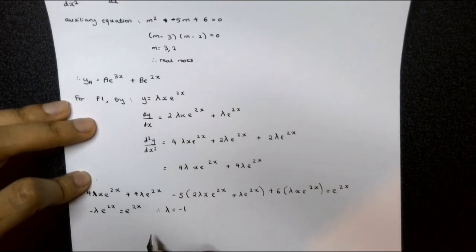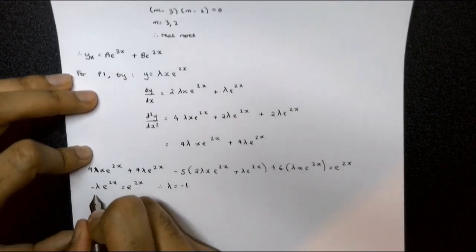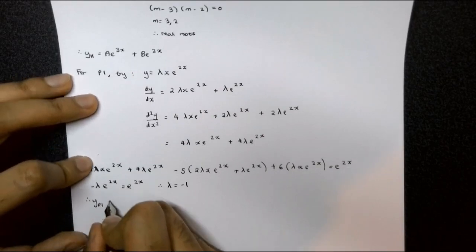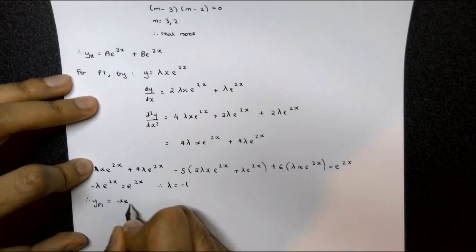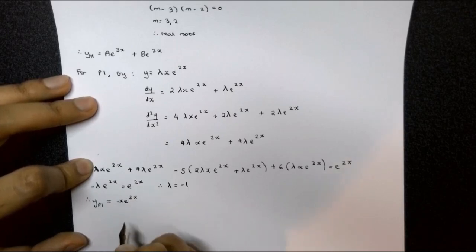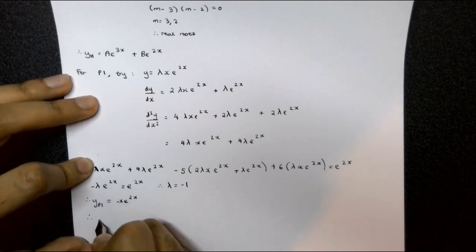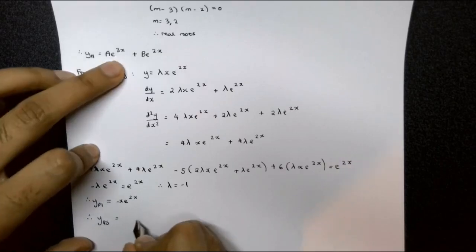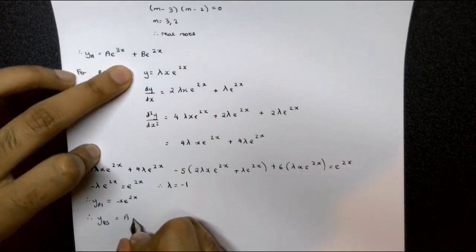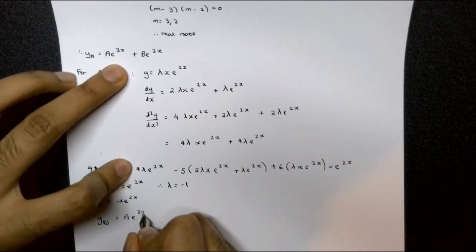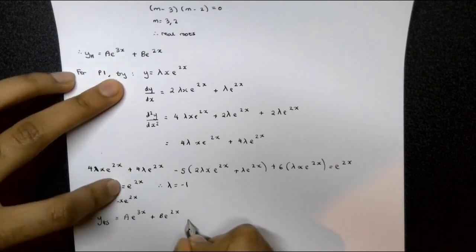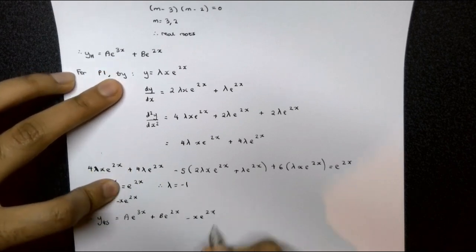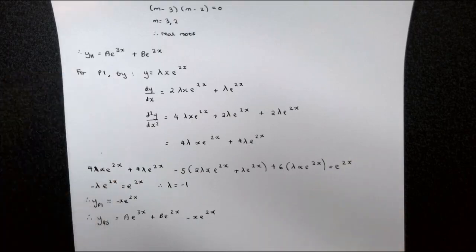So knowing that lambda is equal to minus 1, we can therefore conclude our particular integral is equal to minus x e to the 2x. And therefore the general solution is equal to the homogeneous equation a e to the 3x plus b e to the 2x minus x e to the 2x. So this is our final answer.